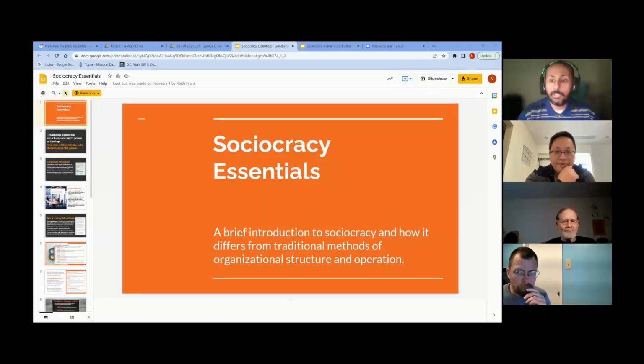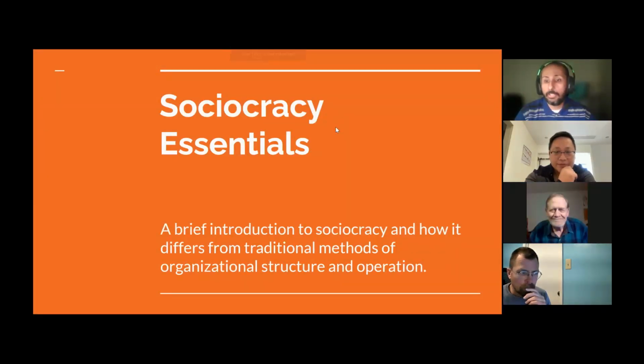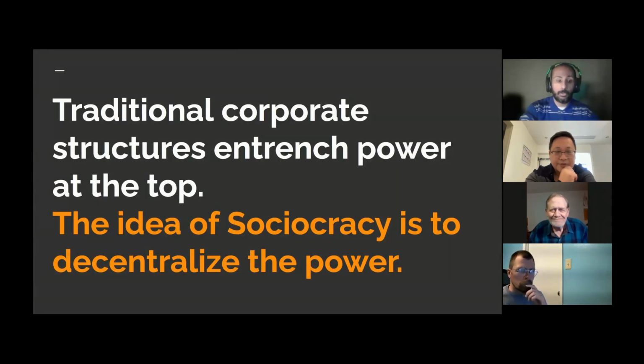So these are Sociocracy essentials. The goal here is to quickly explain how Sociocracy is different from the traditional methods of governance, and also how this gives more power to the people. So this is a brief introduction to Sociocracy and how it differs from traditional organizational structures. First, let's go through the traditional corporate structure that entrenches power at the top. The idea of Sociocracy is to decentralize that power.